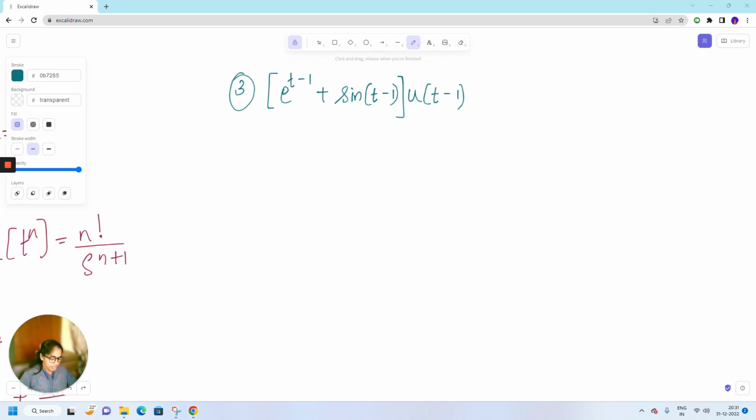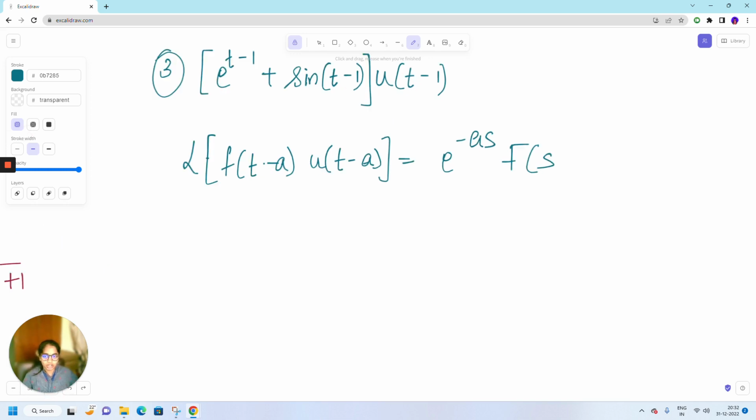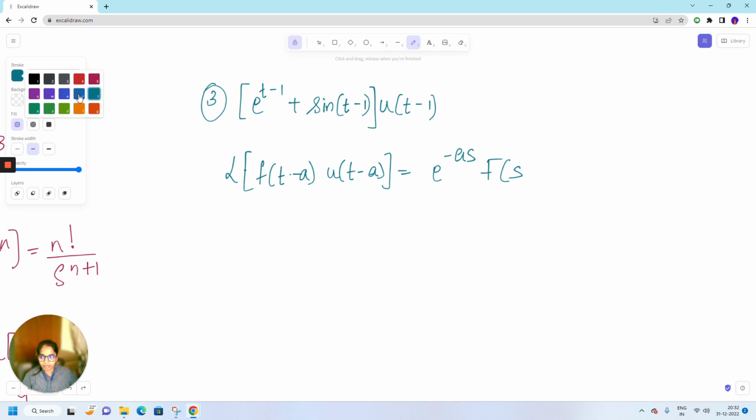This is our third question, that is find the Laplace transform of, as you can see, e power t minus 1 plus sine of t minus 1, the whole thing into u of t minus 1. So again this is in the form of Laplace of f of t minus a into u of t minus a. What is the formula of this? This would be equal to e power minus as into f of s. Okay. So what do we have in place of f of t minus a? In the question I have e power t minus 1 plus sine of t minus 1.